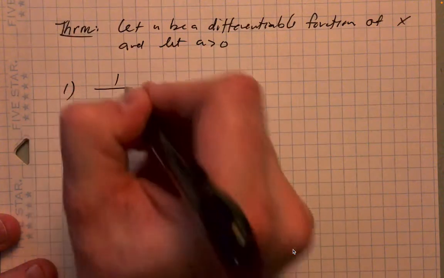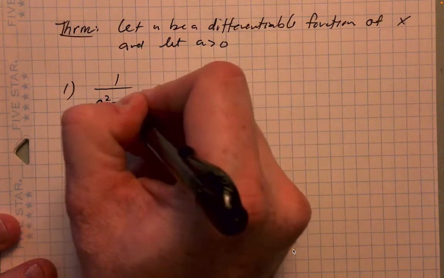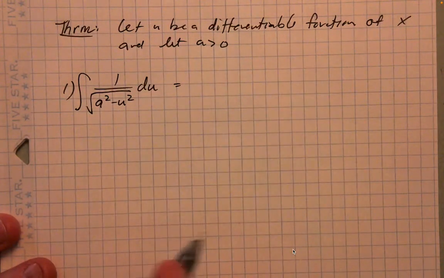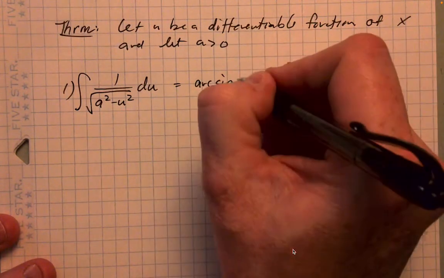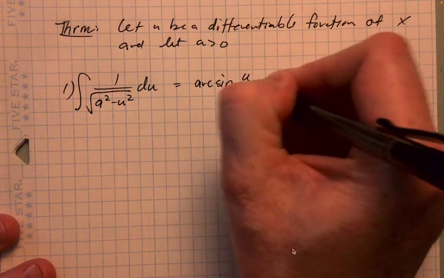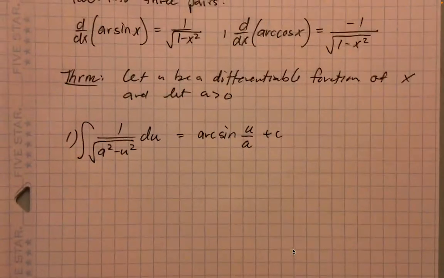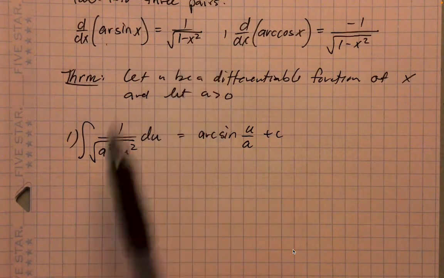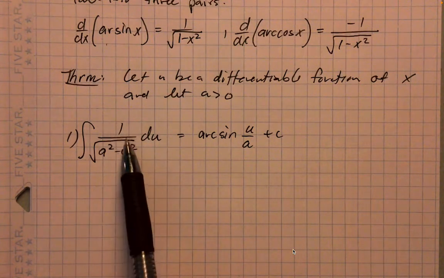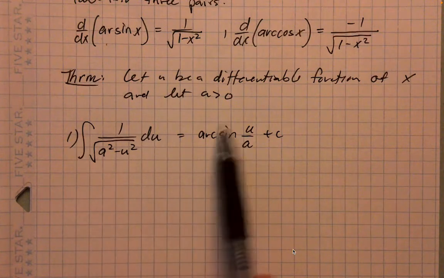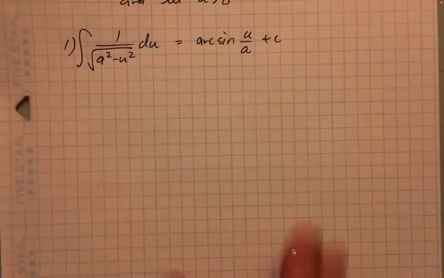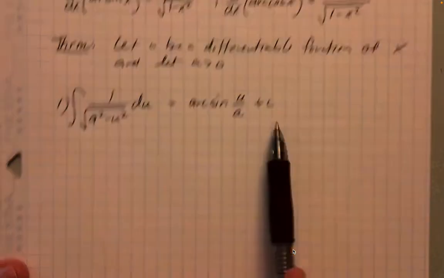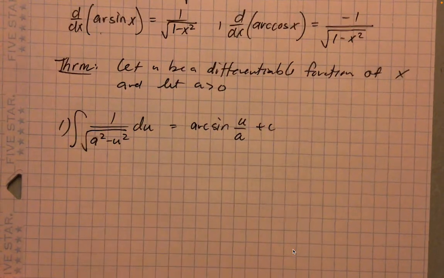The integral of 1 divided by the square root of a squared minus u squared is going to be the arc sine of u over a. Just like what we see up here, the derivative of arc sine is 1 over the square root of 1 minus x squared, and you can see that same format here. When we try to integrate something that looks like this, we get the antiderivative being arc sine. And naturally, if you make this negative, it's arc cosine. So you can see how that would work.